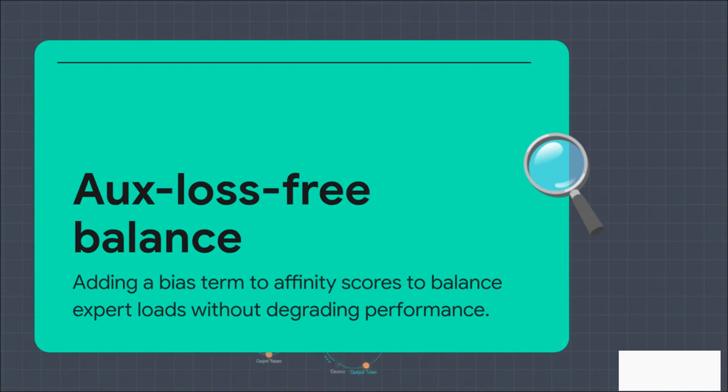DeepSeek v3 pioneered something called auxiliary loss-free balancing. Historically, MoE models used an auxiliary loss function to literally force the router to spread tokens evenly, but that often conflicted with the model's main objective of minimizing training loss. Basically, it made the model worse at its actual job just to keep the experts busy. DeepSeek fixed this by adding a bias term called gamma directly to the affinity scores. This brilliantly balances the expert loads without degrading the model's core performance.